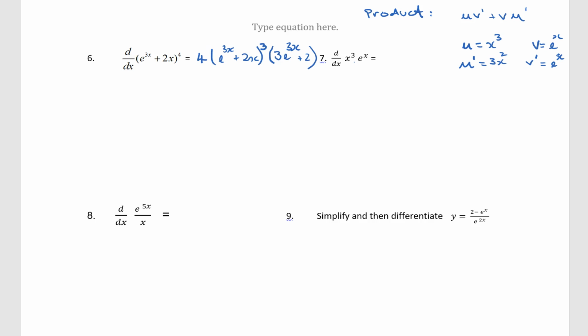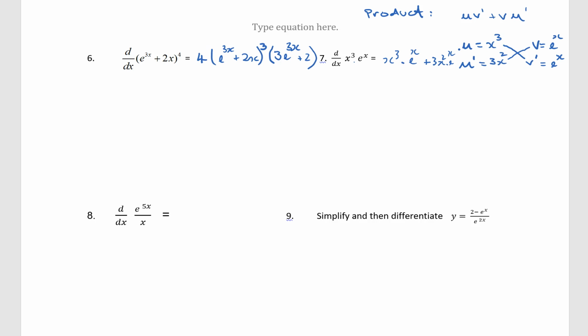Now, the rule says you take u and you pair it with v dash. And again, I hadn't seen this before until I marked, but a lot of students for the product rule did this. They literally joined their u and their v dash, so they wrote x cubed times e to the x. And then they put their plus and their other pair they joined, which was 3x squared, also times e to the x.